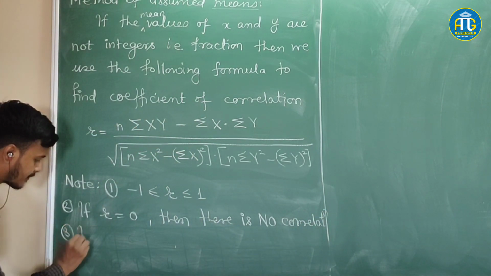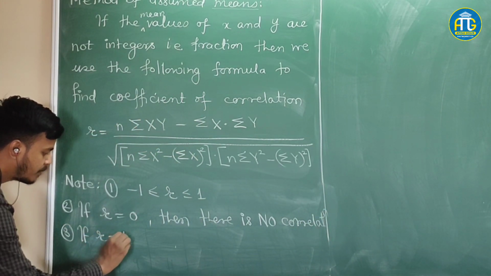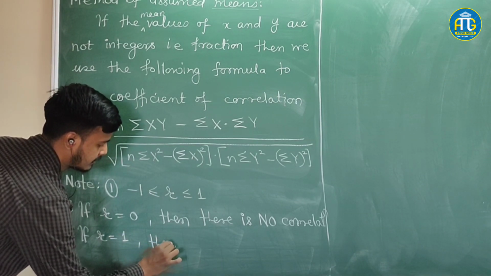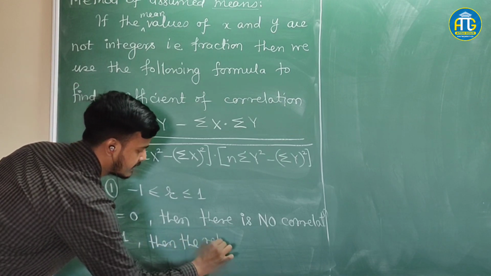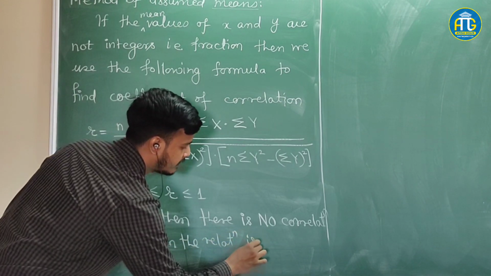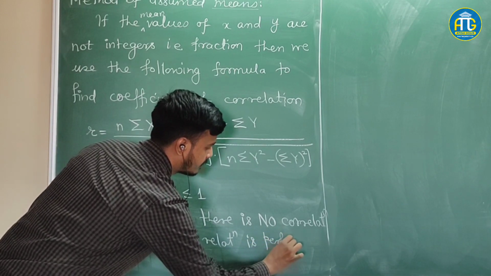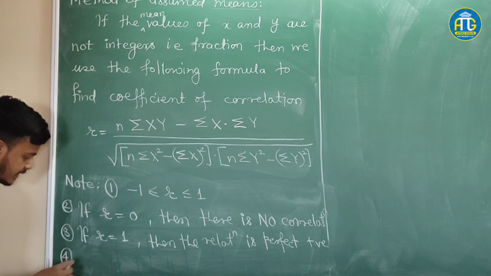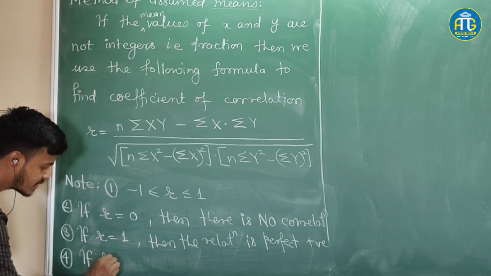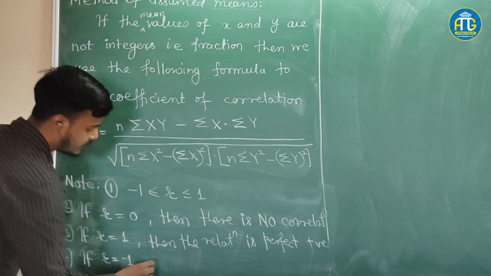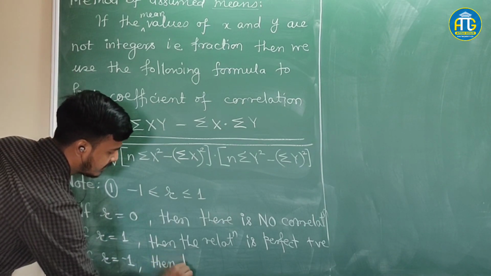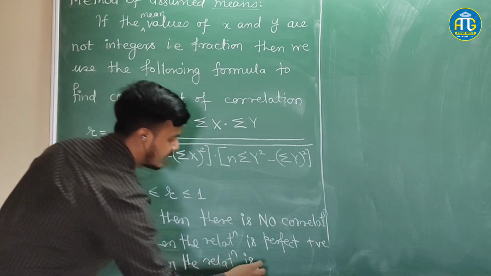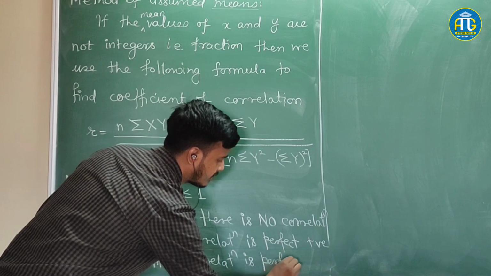If R is equal to +1, then the relation is perfect positive. And guess what would be the fourth point? R is equal to -1. Correct. So if R is equal to -1, then the relation is perfect negative.